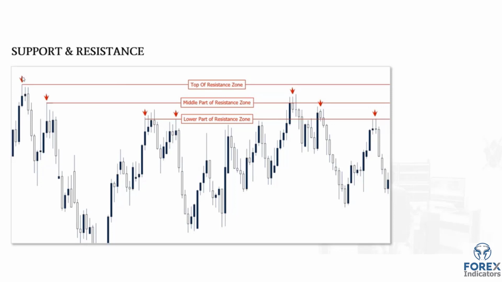As you can see here to the left, you have the initial rejections in this area, and then the lower part forms. So we have a lower part, a middle part, and a top part of the zone. And just because this area is taken out here doesn't mean it's all the way free to continue bullish here. It just means that price is pulling deeper into this very wide zone of resistance.